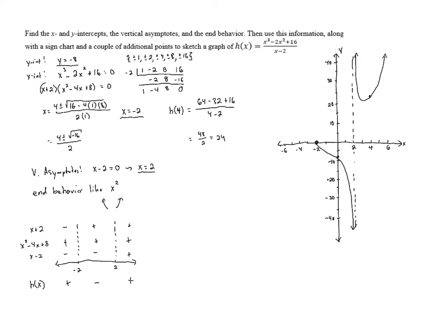And then finally, for the leftmost interval, we know that we're always going to be positive, and we know that our end behavior looks like an upward opening parabola, so it's going to look something like that. And so this is a rough sketch of the graph of h of x equals x cubed minus 2x squared plus 16 all over x minus 2.